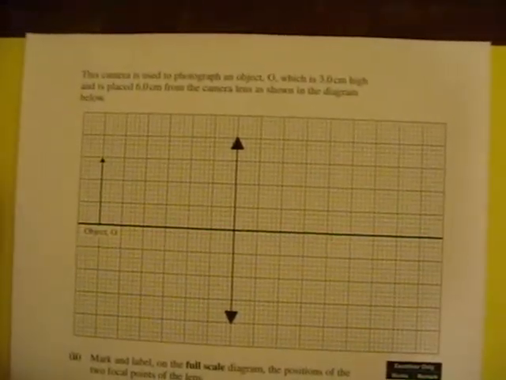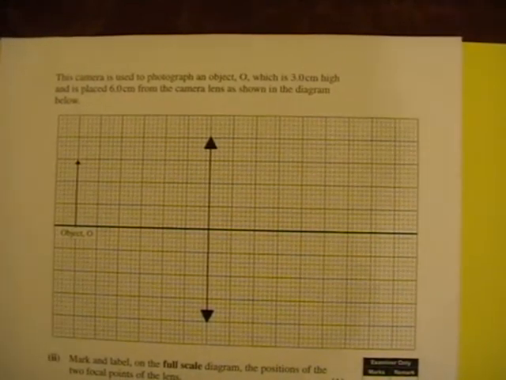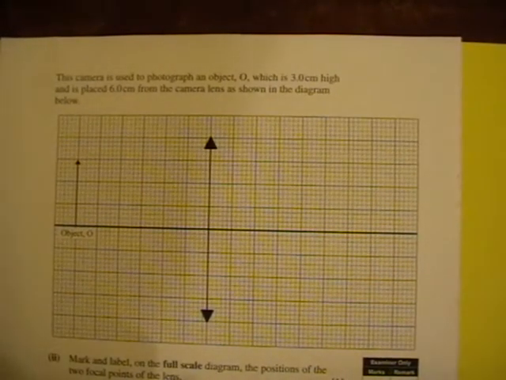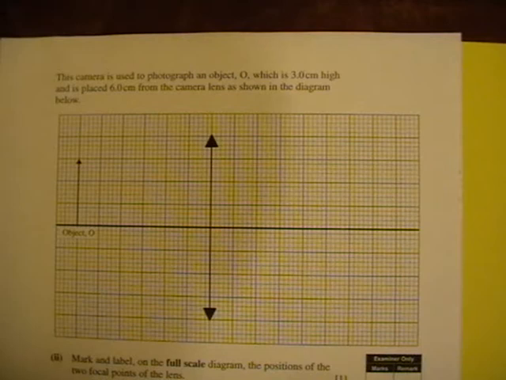Last question. The camera is used to photograph an object O, which is 3 centimeters high and is placed 6 centimeters from the camera lens as shown in the diagram below. Mark and label on a full scale diagram the positions of the 2 focal lengths or points of the lens. So it says this camera is used to photograph an object which is 3 centimeters high and is placed 6 centimeters from the camera lens as shown in the diagram.